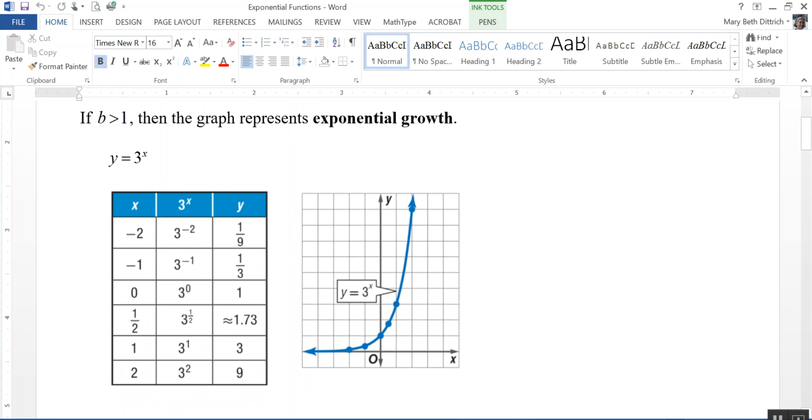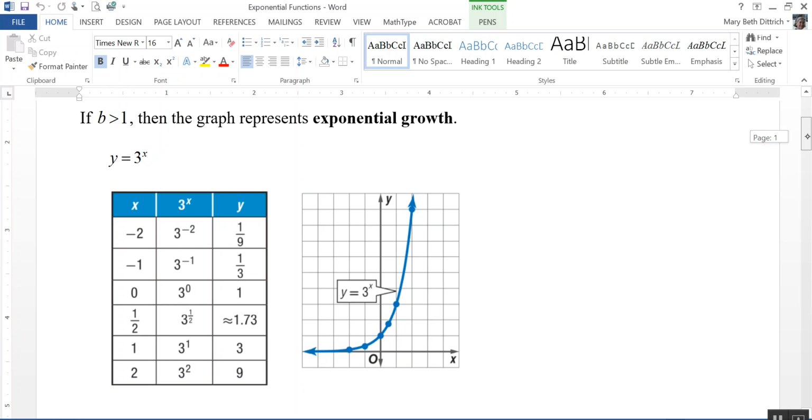Here's an example. Here's a table and a graph for the function y equals 3 to the x. Notice that your variable is in your exponent, and it's going to give you some of these values here. Let's try 3 to the 1. When x is 1, y is 3. When x is 2, y is 9. You'll notice that the graph grows very fast, and in the opposite direction gets very close to the x-axis. That's exponential growth.